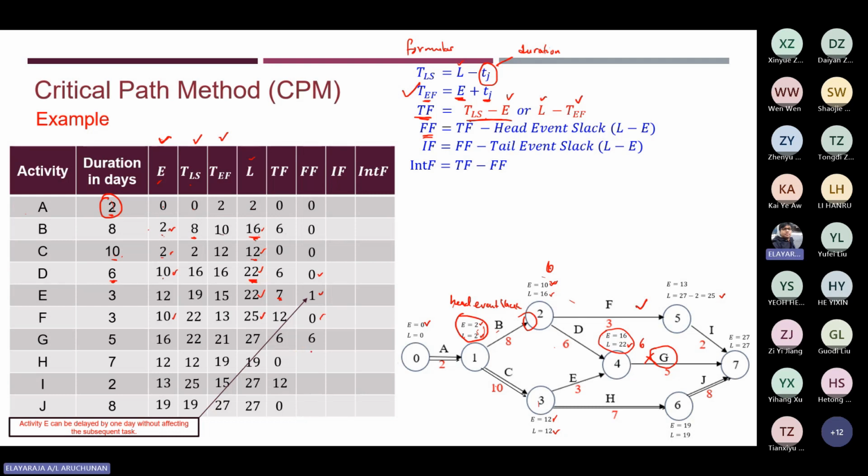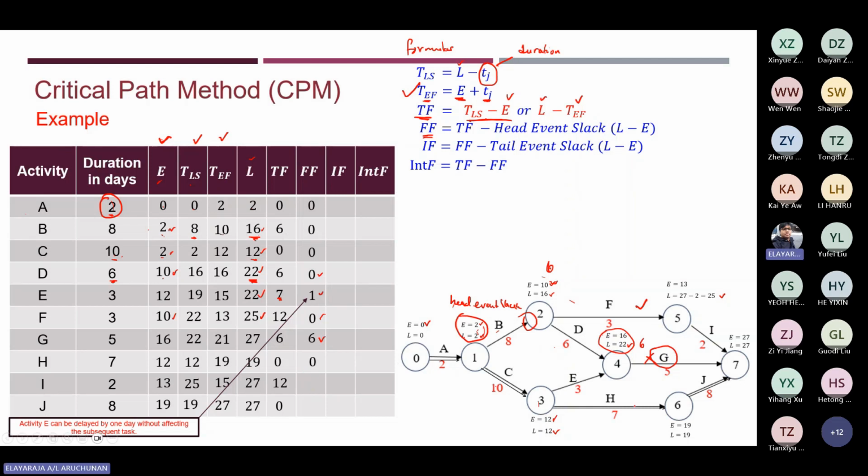Now look here, activity G. Activity G, you have 6 days, which means the same thing. If you delay the project by 6 days at activity G, it will not affect the following activity. The other way around, you can also say, since this is the last activity, it can be delayed any number of days. So this is what we need to understand. By the norm, we know that if it is 6, the 6 days of delay will not affect the successive event or the following activities.